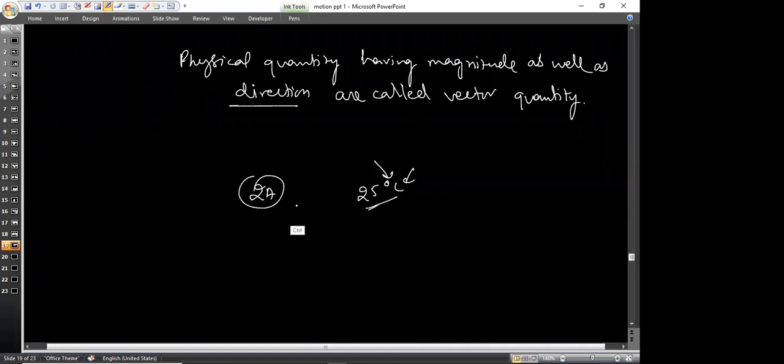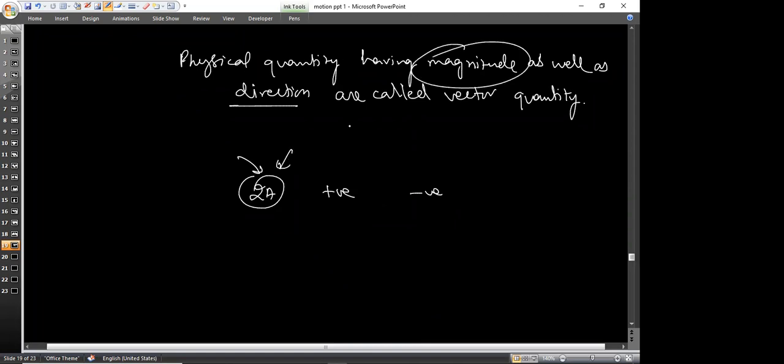Okay, now just come to the point again. This is 2 ampere current. 2 ampere current is flowing in a conductor, and it is going to have a direction, positive terminal to negative terminal. So according to this statement, current is going to have the magnitude, that is 2 ampere, and a direction, that is positive terminal to negative terminal.